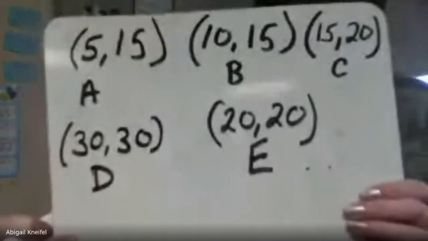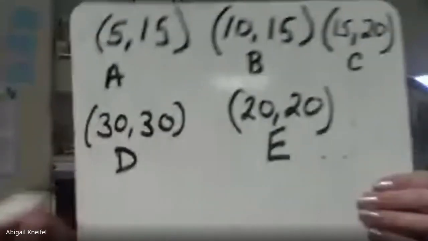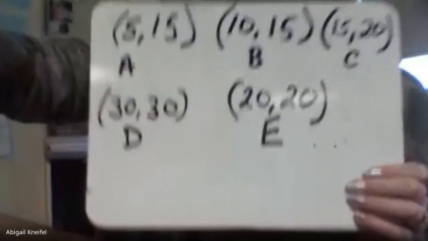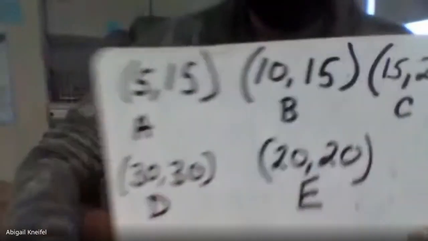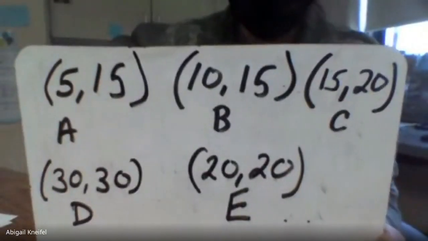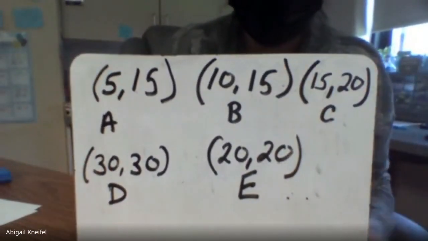Okay, you have 5 points, okay? We have 5, 15; 10, 15; 15, 20; 30, 30; 20, 20. Decide how you want to count. Do you want to count by ones? Do you want to count by twos, by fives, by tens? How do you want to make your graph? You are currently making your graph.